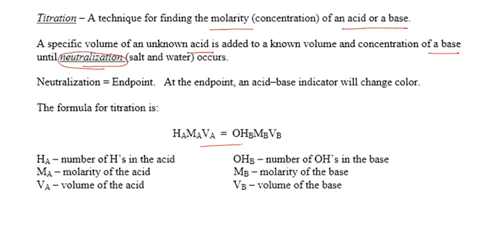The equation is written as follows. It's pretty self-explanatory. A is for acid, B is for base, V is for volume, M is for molarity, OH is the number of OHs in the base, and HA is the number of H's in the acid. We're going to attempt a problem at this point. So you need to open up the worksheet packet, and open up to the titration and neutralization worksheet.